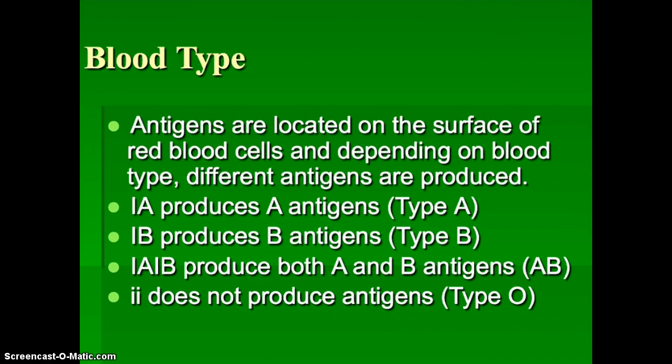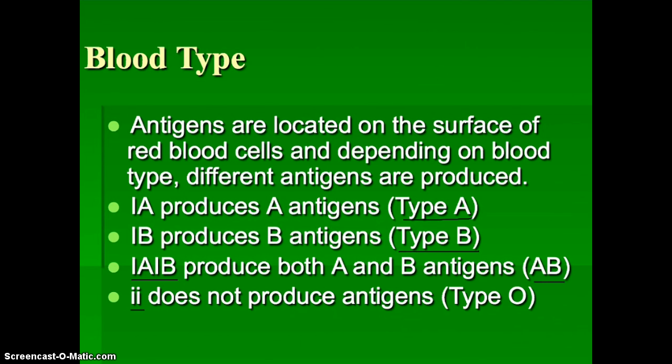Antigens are proteins located on the surface of red blood cells, and depending on the different blood type, they're actually going to produce different antigens. So it's important again to understand what the blood type is so we know what type of antigens are being produced. The IA is going to produce A antigens, and we'd consider them type A blood. IB is going to produce the B antigens, and we get type B. And a combination of both of those is going to give us AB. Again, that idea of co-dominance.